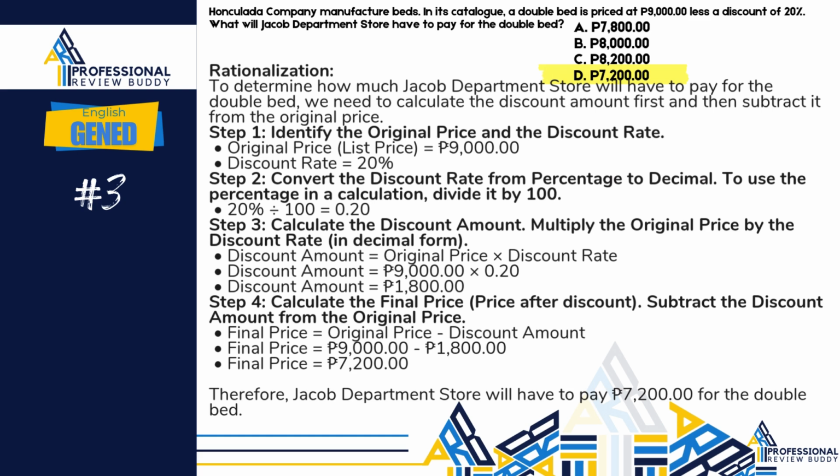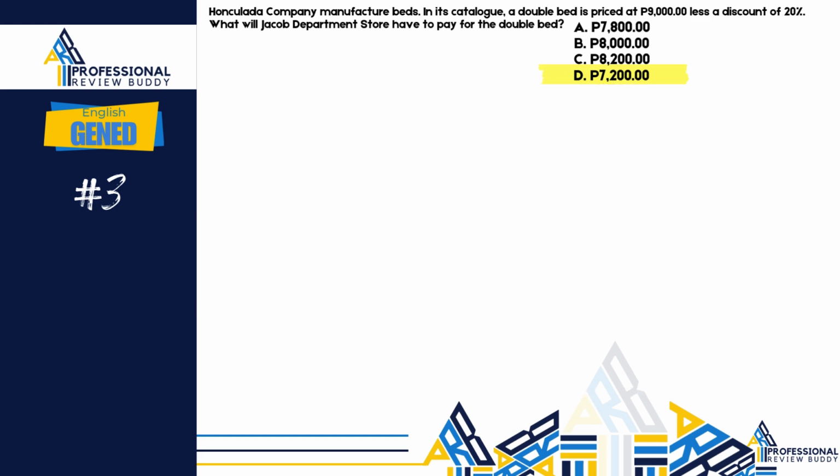Step 4. Calculate the final price, the price after discount. Subtract the discount amount from the original price. Final price equals original price minus discount amount. Then equals 9,000 pesos minus 1,800 pesos. Therefore, final price equals 7,200 pesos. Therefore, Jacob department store will have to pay 7,200 pesos for the double bed.